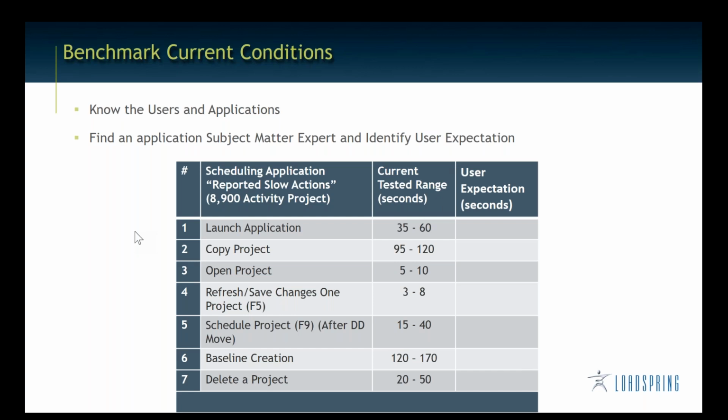Now, you'll notice these ranges. I do have on the second column over an identifier that says 8,900 activities in the project. What that means is we're also defining the volume of data.